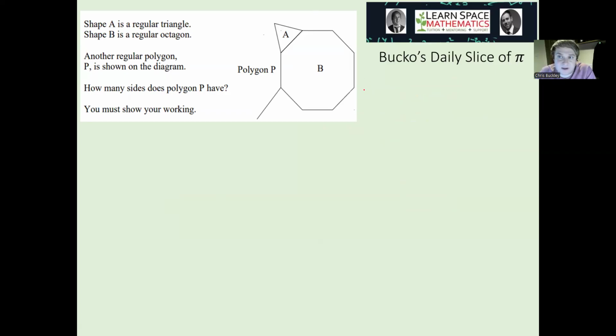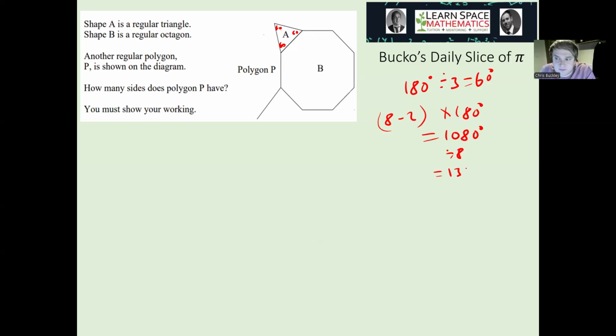So shape A is a regular triangle. So one triangle, one lot of 180, divided by 3 equals 60. An equilateral triangle, they'd all be 60. Okay, we've got the octagon, an 8-sided shape, take 2 times 180, and you get 1080. Divide it by 8, and you get 135. So I know each of these angles here is 135 all the way around.